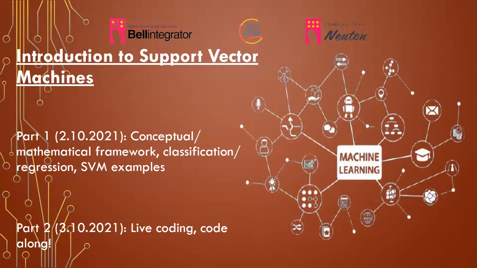So like I said, today is part one, where I'm going to talk about the conceptual and mathematical framework of support vector machines, classification and regression using support vector machines, and then some examples of coding that can be done through support vector machines. Tomorrow, I'm going to do some live coding along with you. So I hope to see you there with your computers. I'm going to run all code on Jupyter Notebook. I'm going to tell you during the course of the presentation what examples we are going to work on. So you can come with some preparation if you like. But if you just want to come and watch me code, that is, of course, fine as well.